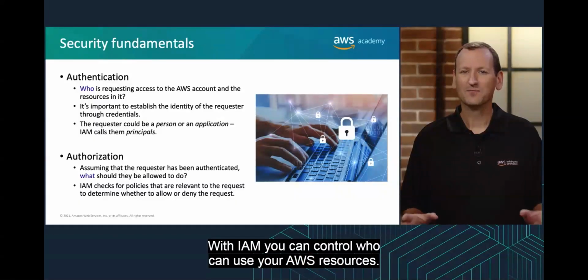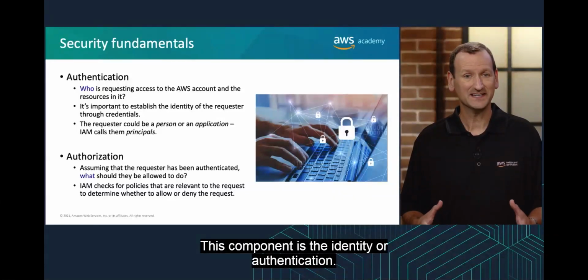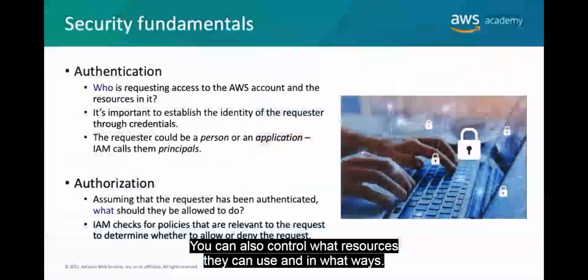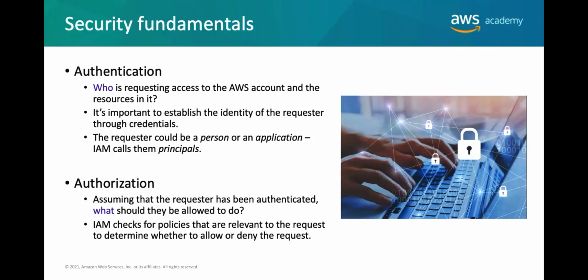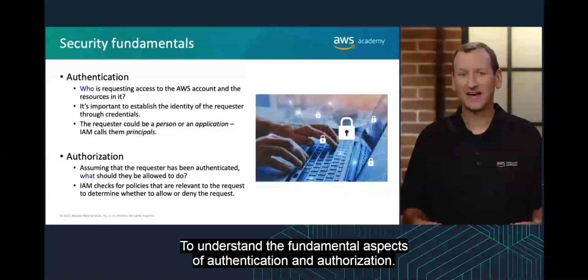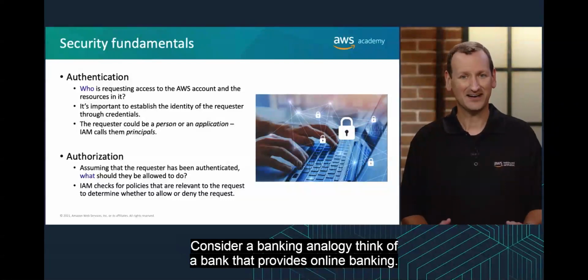With IAM, you can control who can use your AWS resources. This component is the identity or authentication. You can also control what resources they can use and in what ways. This component is the access management or authorization. To understand the fundamental aspects of authentication and authorization, consider a banking analogy.